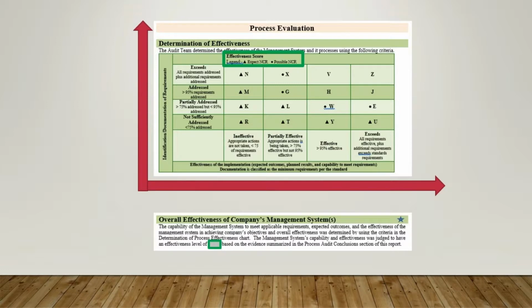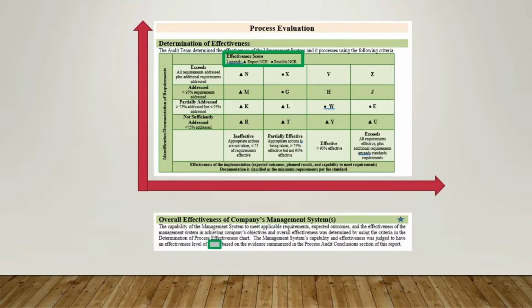In this part, you have to determine the effectiveness of the processes. The auditor will give two scores. The y-axis for the identification and documentation of requirements, and the x-axis for the effectiveness of implementation. Now, simplify the coordinate that corresponds to both scores.